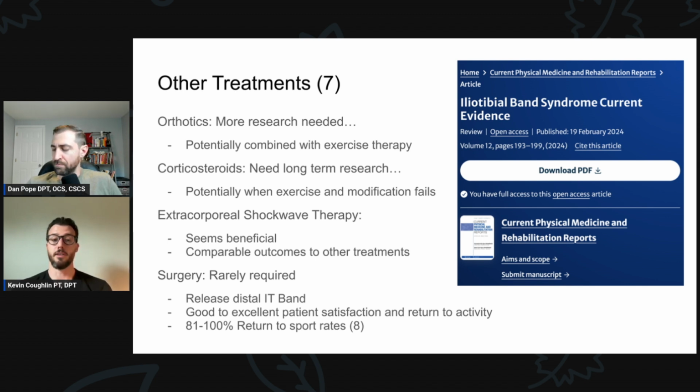What they do is release the distal IT band, and there's excellent to good patient satisfaction in returning to activity. One study showed 81 to 100% return to sport rates, which is pretty good. But this might be an all-else-fails, you're-desperate type situation, but it is an option for folks.